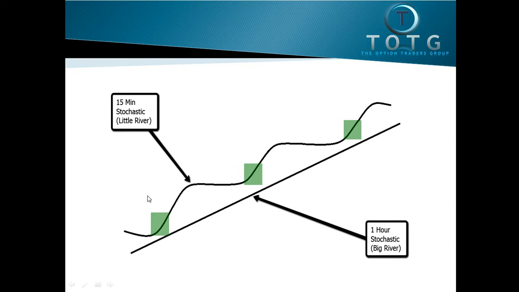Now these things move independently of each other, but when they start moving in the same direction at the same time, those are key points for you to catch a nice thrust in the market. Okay, so as you can see, it starts out, the big flow is up, but the little flow is down. So that's not where you want to enter, but it does start to curl up. Now here, it's going up, and this is going up. So the 1 hour is going up, and the 15-minute is going up, and you can see this is where the market would thrust in your direction.